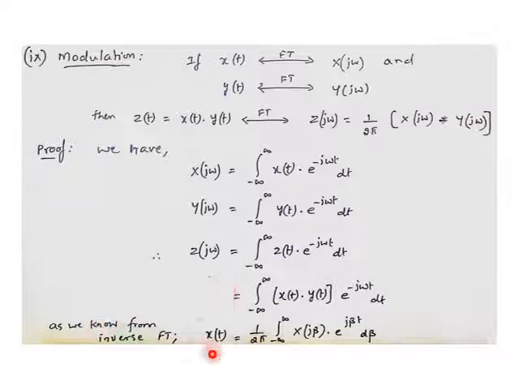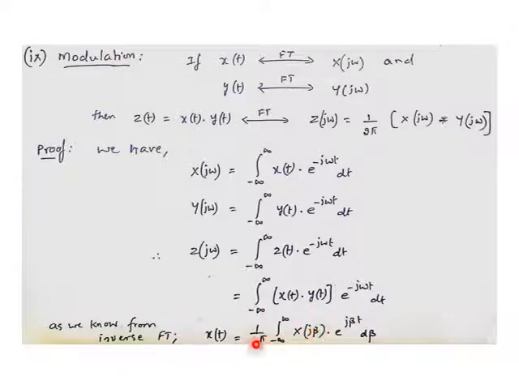So we can get it from x of t, which is equal to 1 by 2 pi integration minus infinity to infinity x of j beta e to the power j beta t d beta. Instead of j omega, I already considered omega earlier, so I'll just take beta here. So d omega is replaced by d beta, a different variable. This is what we call the inverse Fourier transform.